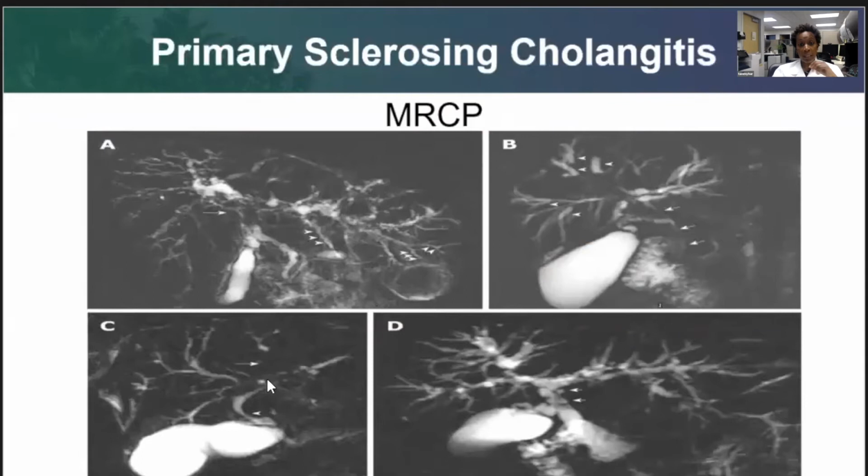Here's an MRCP, and just sort of follow along if you can. Hopefully you can see this well. But this is that classic pattern of stricturing and beading that you'll see on imaging. And this as well, along here as well. And you can see here, not so much in C, but you can see the narrowing and a little bit of beading right there, okay? So that's what the imaging looks like.